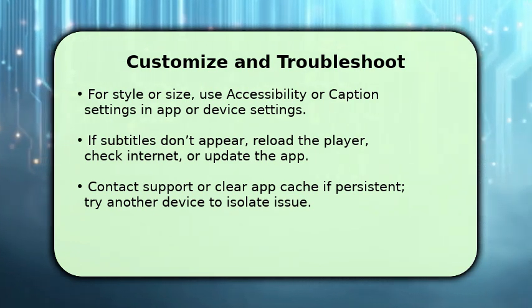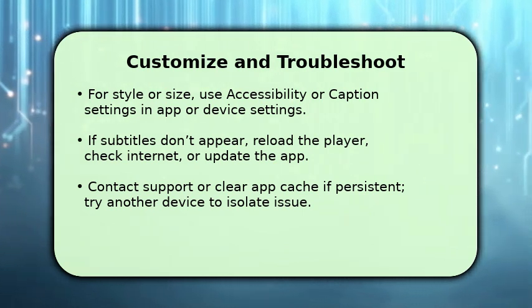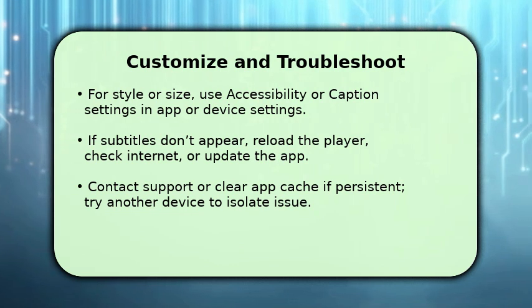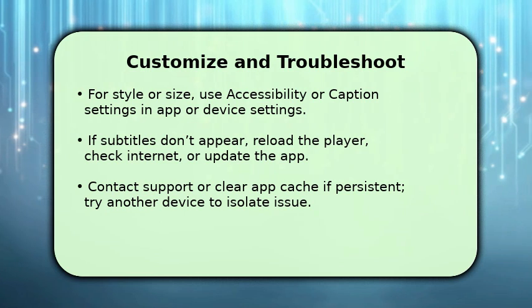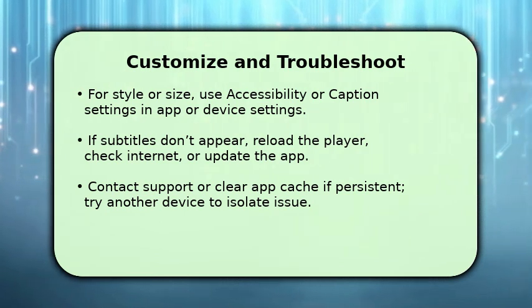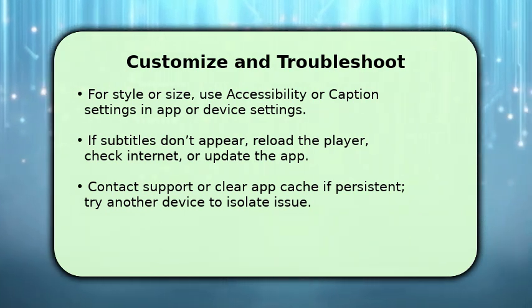If captions fail, reload the stream, check your connection, and update or restart the app. These common fixes resolve most sync or missing track issues. If problems persist, clear the app cache or try another device to isolate the fault. And remember to report the specific title and timecode when you contact support.